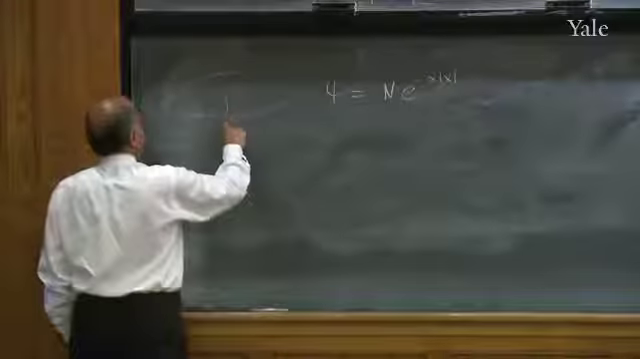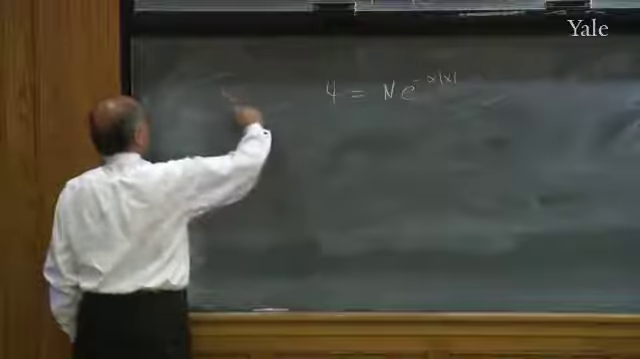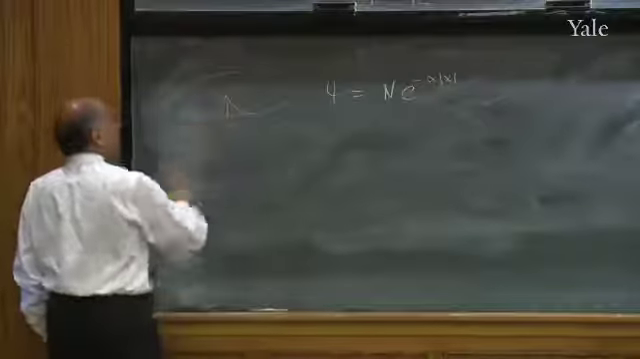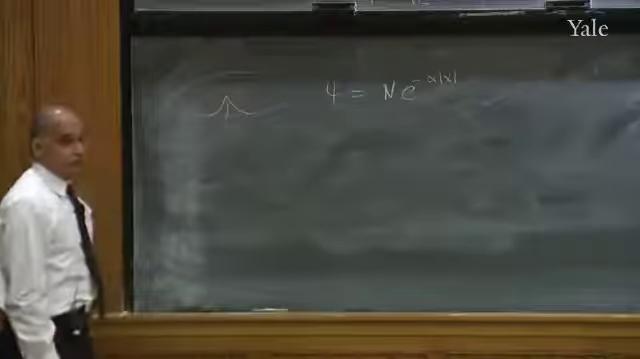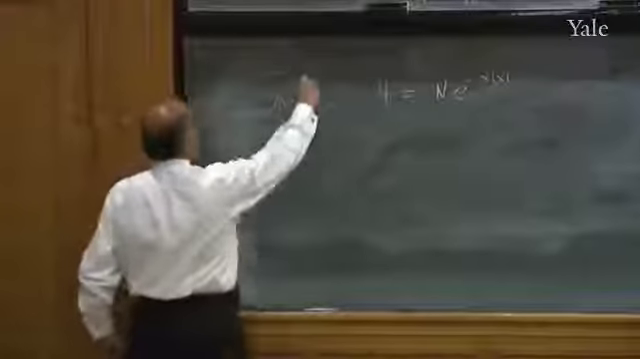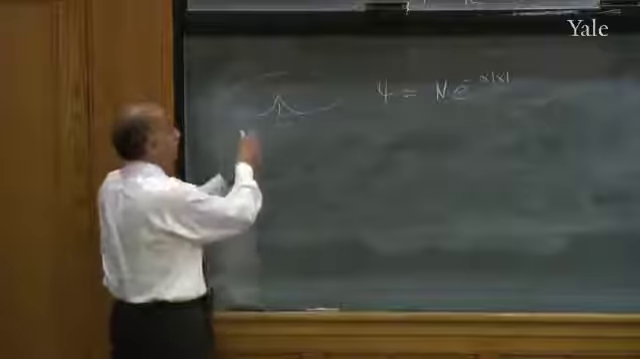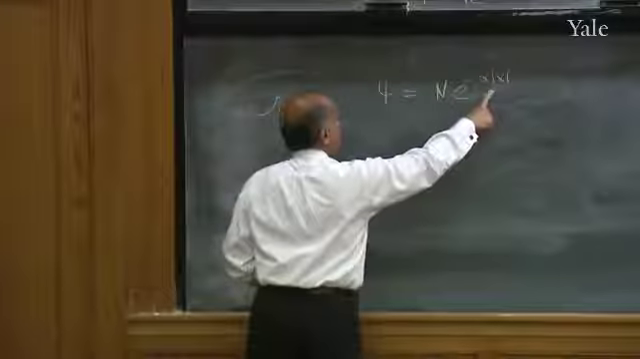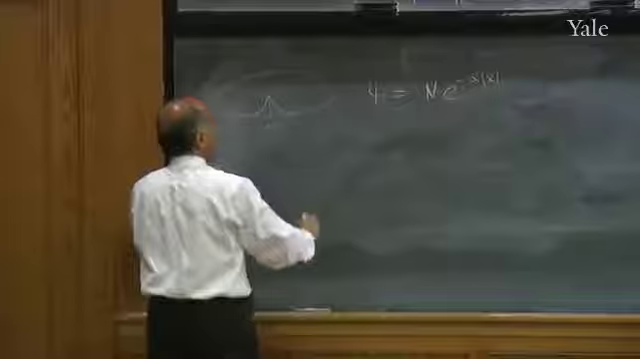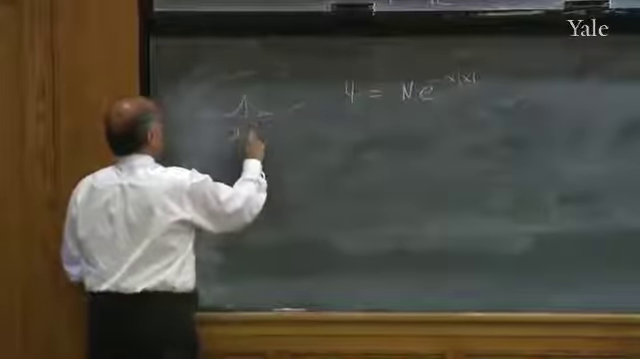Mod x means this is x equal to 0. To the right, it falls exponentially, and to the left, it falls exponentially. Is it clear what I'm saying here? This is my ring, and I'm trying to plot the function. It is highest at the origin and falls exponentially equally for positive and negative x. So that's the meaning of mod x.